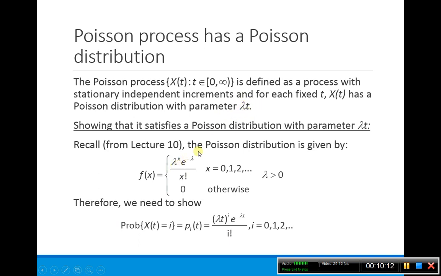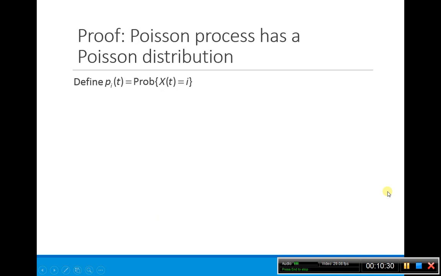So everywhere we see lambda here, we really want to have a lambda t, because we're assuming that is the parameter of our Poisson distribution. And so here we have (lambda t) to the i, e to the minus lambda t, over i factorial. This is what we want to show: the probability that X of t is equal to i is given by this.